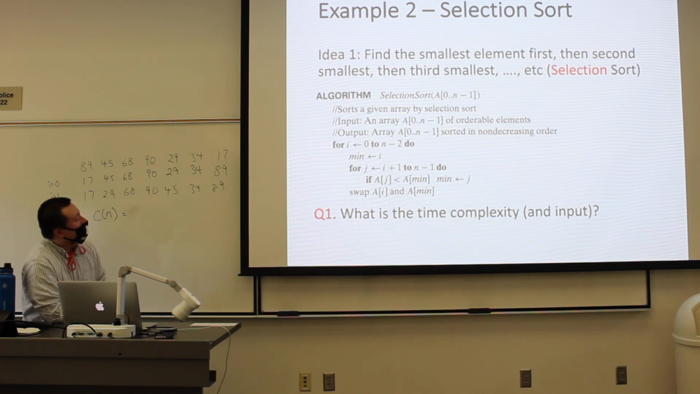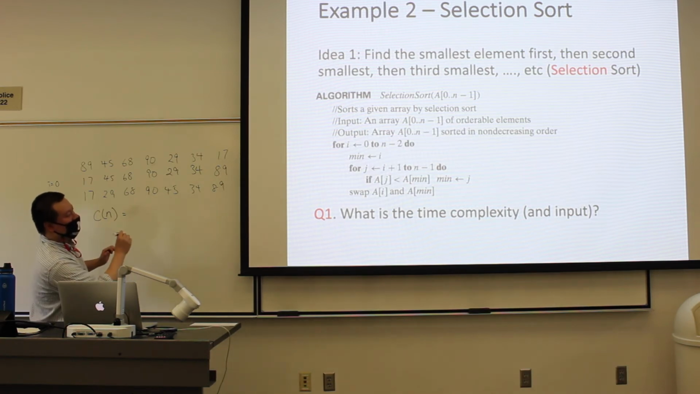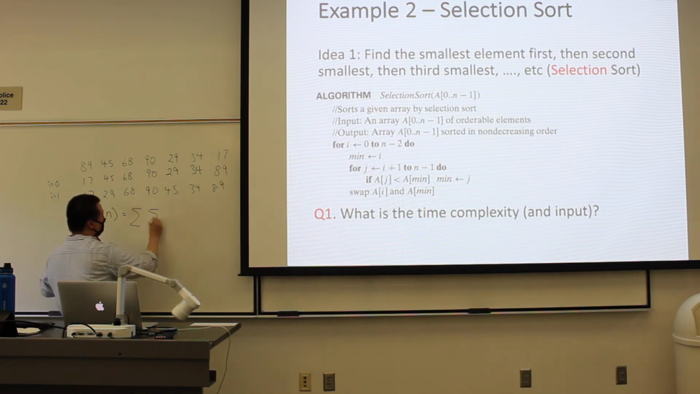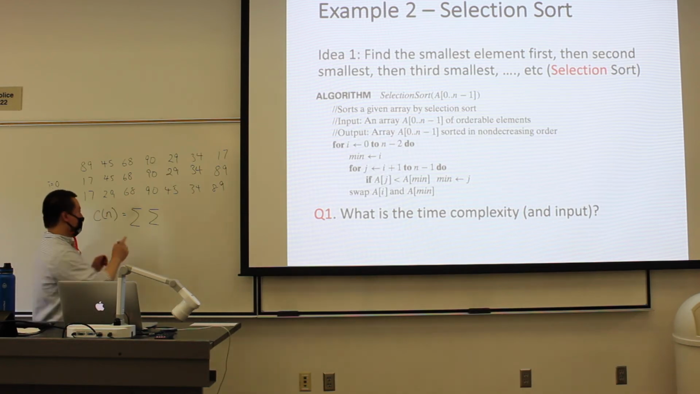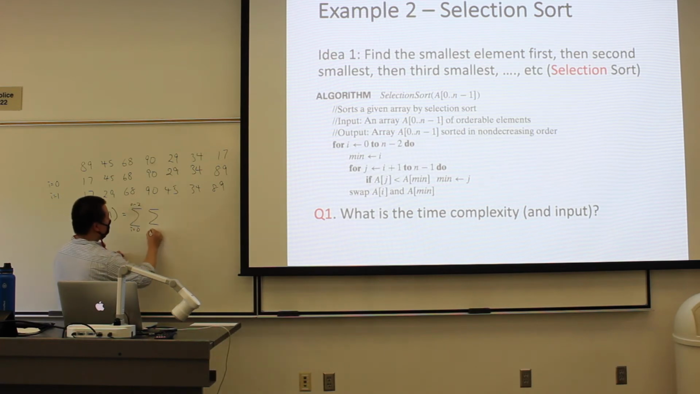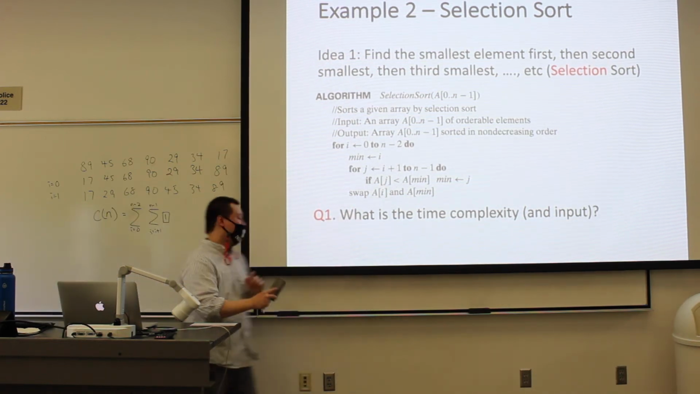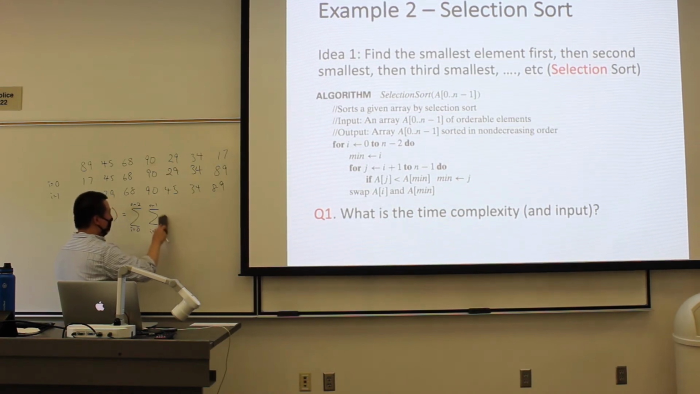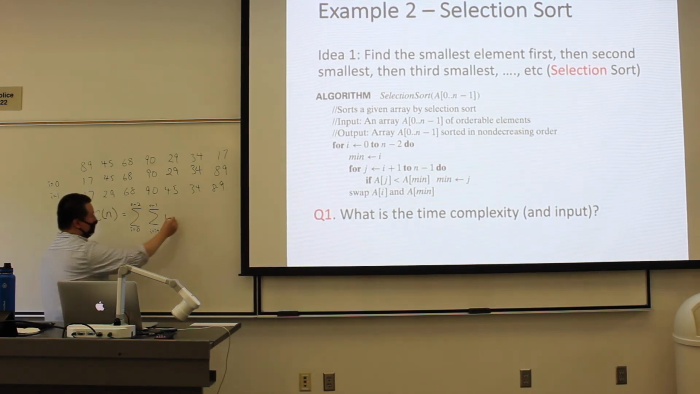n minus 1 times n minus 2. Yes. Well, let me write it up just to explain your reason. This is from i equal to 0 to n minus 2, and this one j equal to i plus 1 to n minus 1. This is 1 because we're trying to highlight that we're only doing one comparison inside. And then we're going to try to solve this. If you recall, we solved this last class.